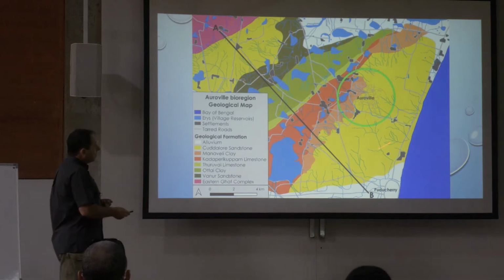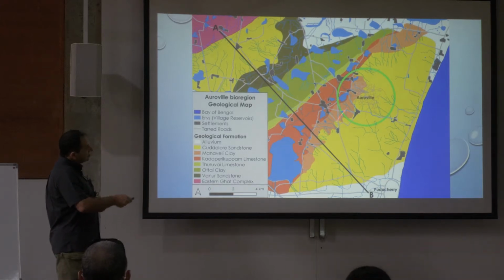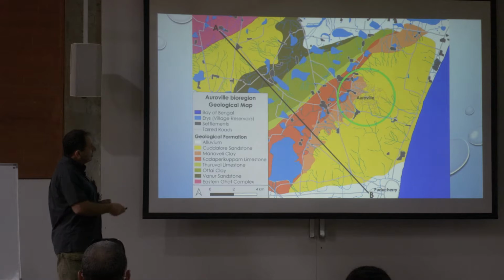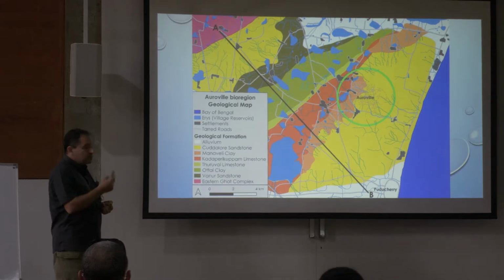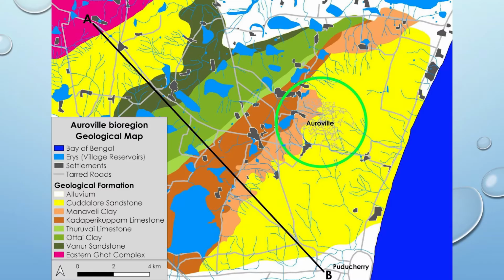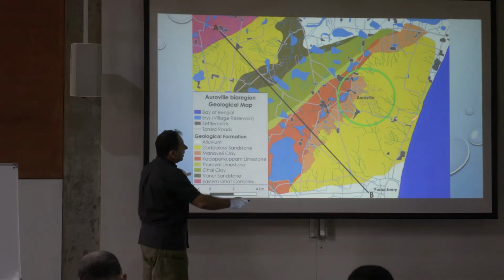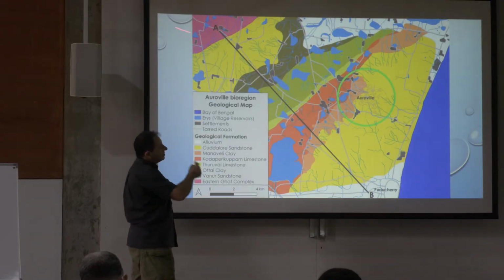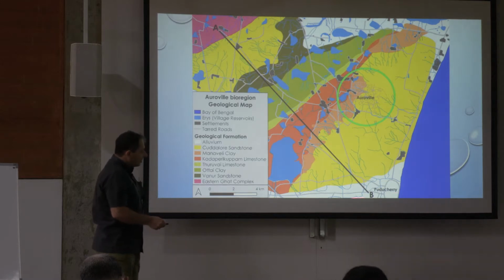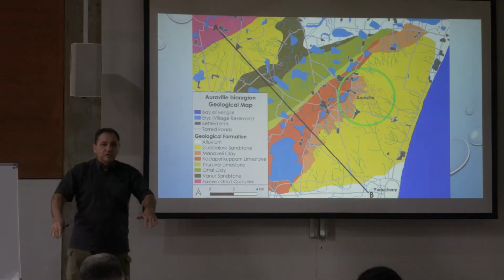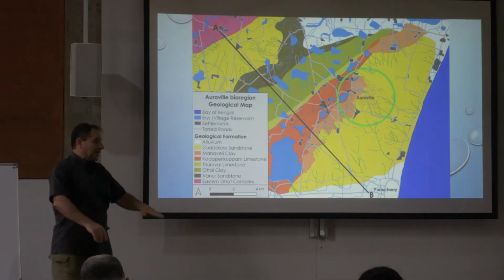Okay. Now look at this. Cuddalore sandstone is here, but it's also here. And then we have some white areas, which is the alluvium. Well, when you see a map like this, these are the outcropping areas of each geological formation. When you go from one side to the other, you're actually walking on different geological formations. Now this one is the alluvium, the last one, the most recent one, which has covered other formations.